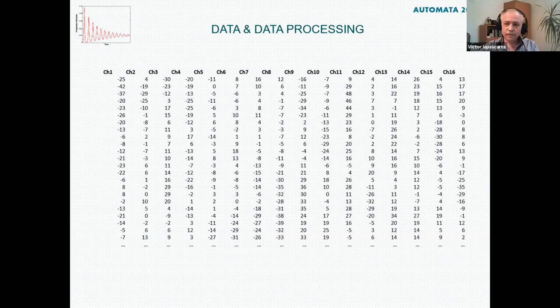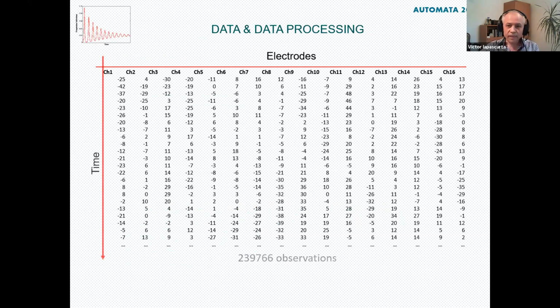After converting this data to CSV and arranging it this way, channels as columns and observations as rows, we will get up to 240,000 observations per clip. And here we have the electrodes, here we have the time axis, and for calculating BDM, we will need to split this matrix, in fact a big matrix, into small matrices.